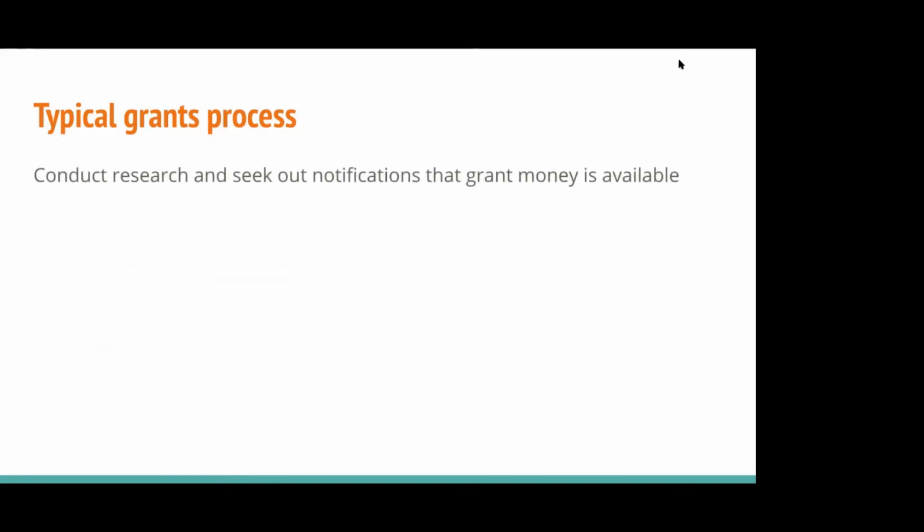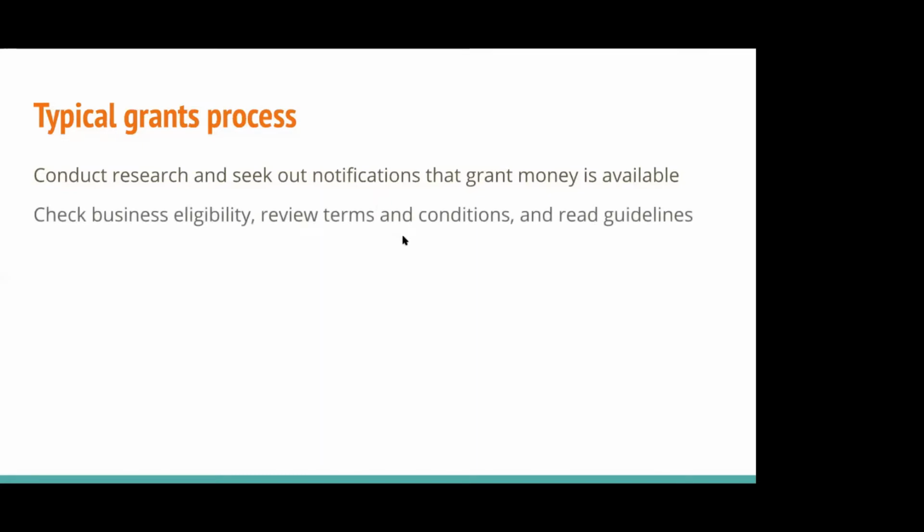So the typical grants process, and there's some variation here, but generally this is how it works. The first step that you would take would be conducting research and seeking out notifications that grant money is available to you. Now, sometimes you may become aware of a prospective funding opportunity for you. Other times you have to be proactive and go out there and find them. They're not always going to come to you. So knowing how to research funders is a really important skill.